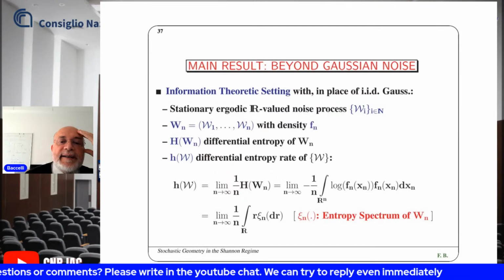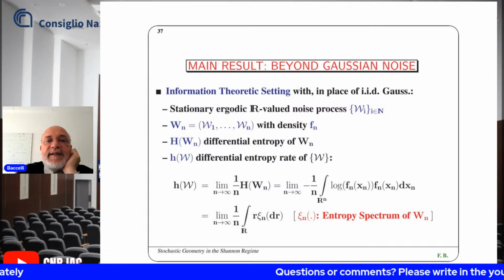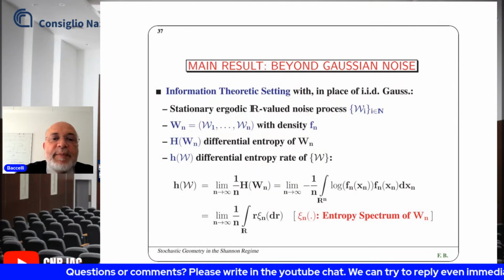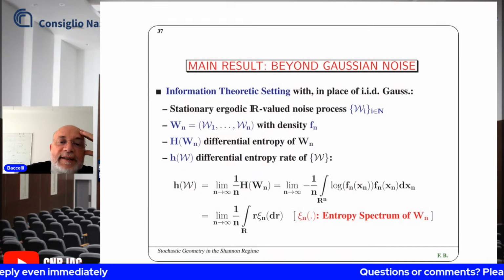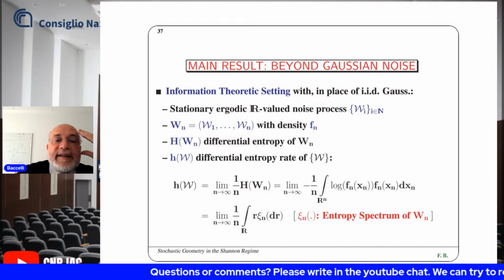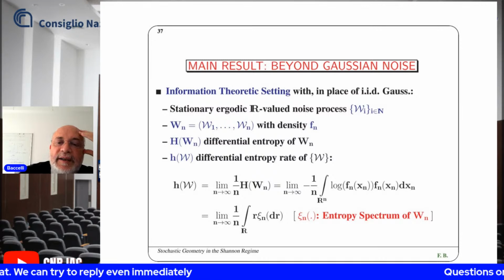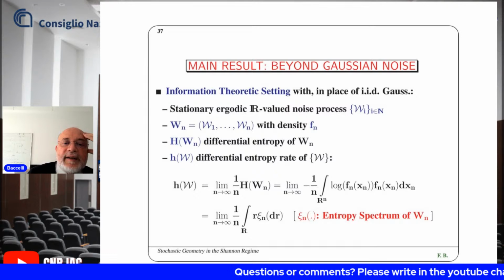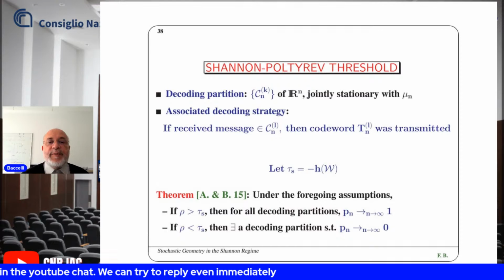Okay, so our main result with Evgeny was to go beyond the Gaussian noise case. For this, one has to introduce a little bit of machinery. Noise now is assumed to be a vector of dimension n, with a density f_n, with a given differential entropy, and with a differential entropy rate, which I call small h of W. And this entropy rate I will represent as the mean of a random variable, which is called the entropy spectrum, for dimension n. The assumption will be soon that the entropy spectrum satisfies the large deviation principle.